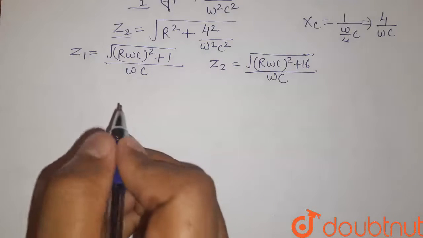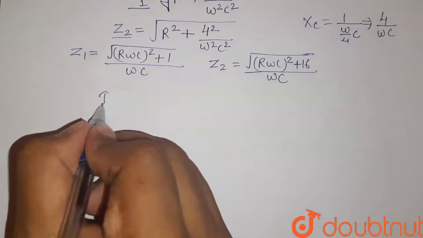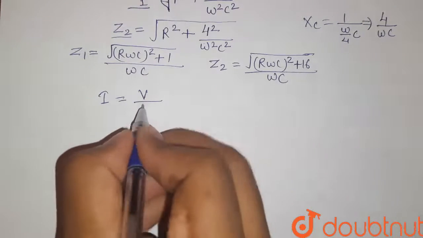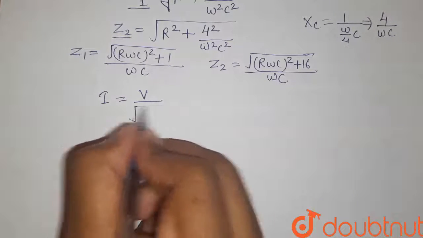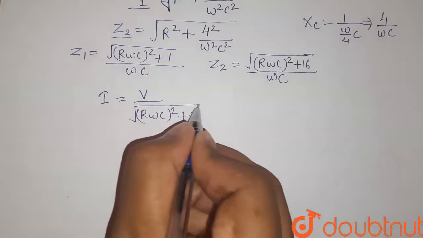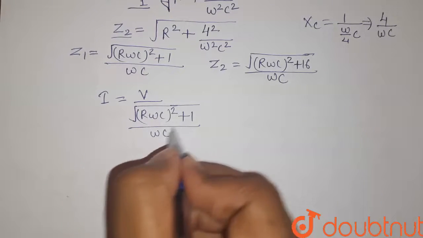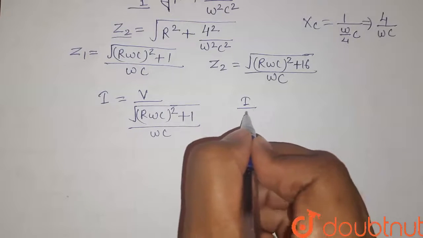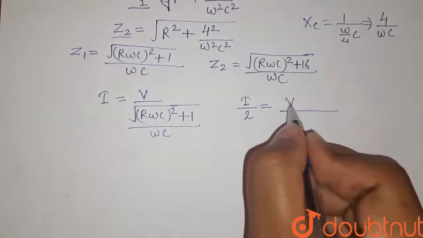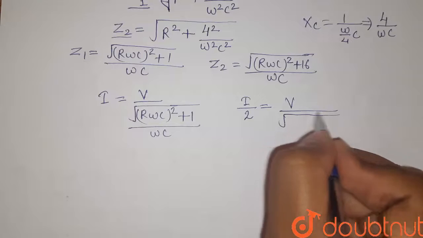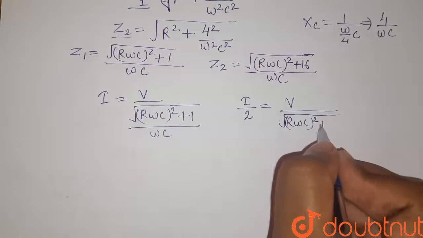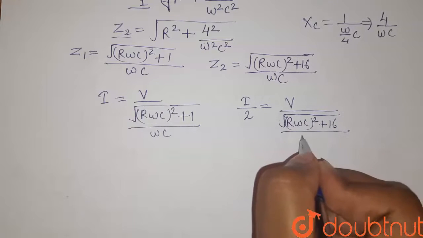So now let us write the current in the two cases. In the first case, the current is I, which is given by voltage upon impedance. The impedance is Z1, so it will be the square root of (R omega C) whole square plus 1, divided by omega C. In the second case the current is I by 2, and since the voltage is the same in both cases, it equals V divided by Z2, where Z2 is the square root of (R omega C) square plus 16, divided by omega C.